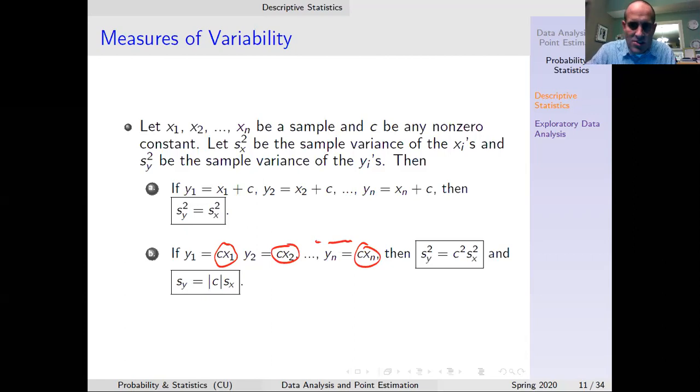So adding c doesn't change anything because it just shifts everything by c. But scaling everything by c does change things by a factor of c squared. Of course, if you take the square root, you need to make sure you take the absolute value of c, because c could have been negative. So that's the relationship between those things. Okay, moving on.